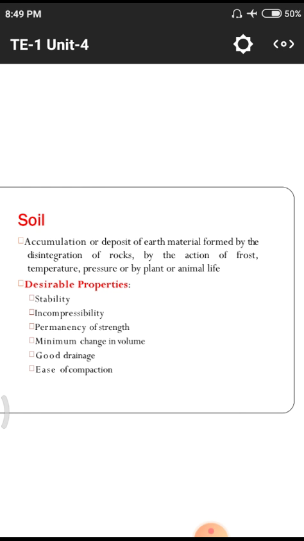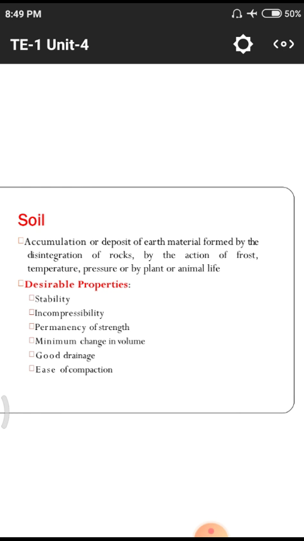Next one, good drainage properties. Sandy soils have good drainage properties. Why? Because they have a huge amount of pores or voids. Due to those voids, water drains easily. But in the case of black cotton soils or red soils, we have to wait a huge amount of time for the percolation of water.